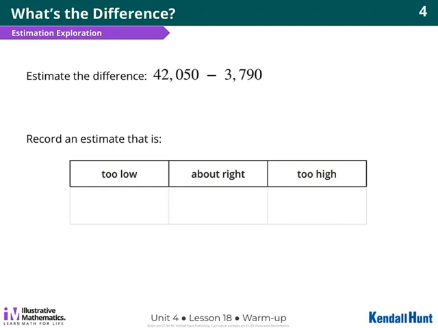Estimation exploration. When we estimate, we're rounding, right? So you're going to estimate the difference. 42,050 minus 3,790. I'm going to give you a couple minutes. Tell me an estimate that is too low, about right, and one that is too high. Go.